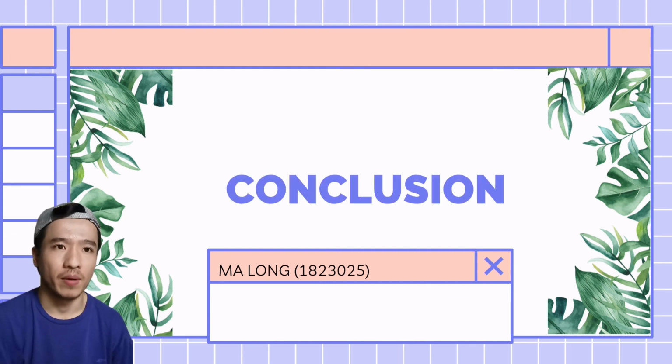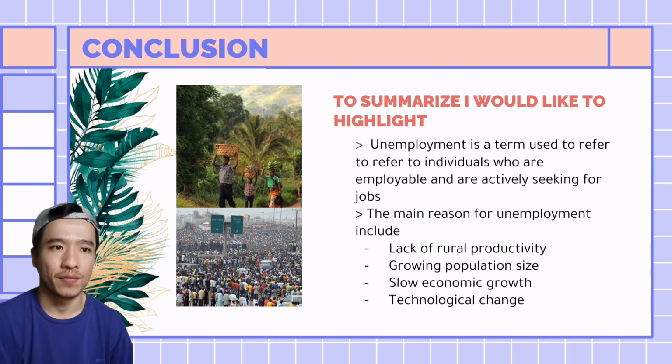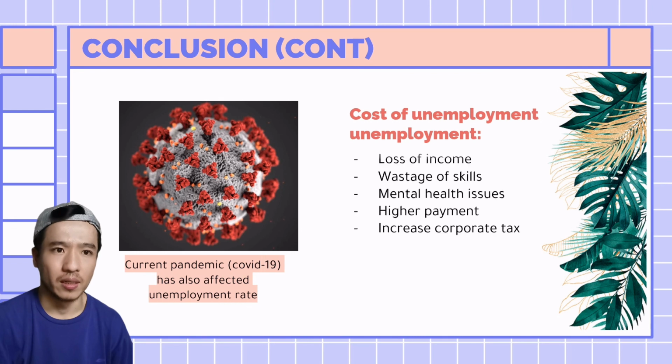Assalamu alaikum guys, I'm Malum and I would like to conclude the presentation with a little summary. In general, the influence factors are as follows. First, unemployment is a term used to refer to individuals who are employable and are actively seeking jobs. Secondly, the main reasons for unemployment include lack of rural productivity, growing population size in poor countries, slow economic development, and rapid global technological change. And the third is the current pandemic has also affected the unemployment rate.